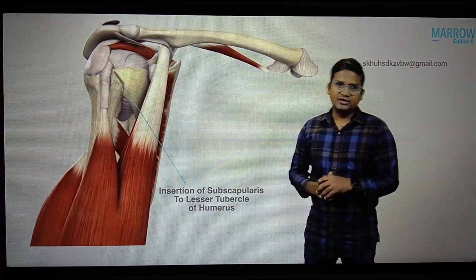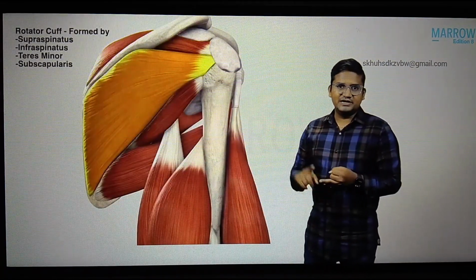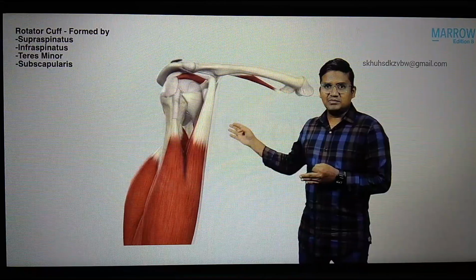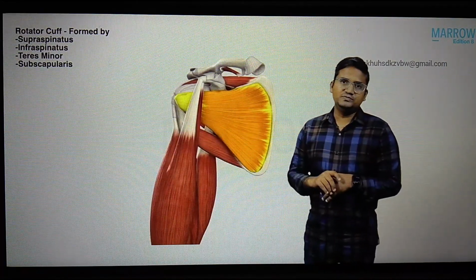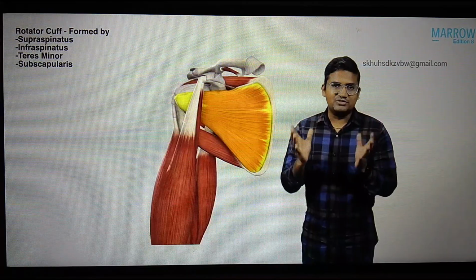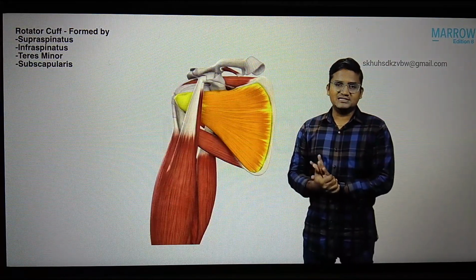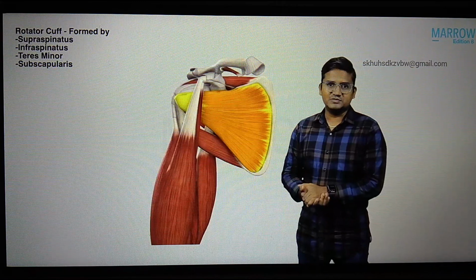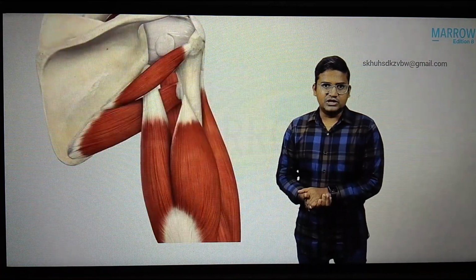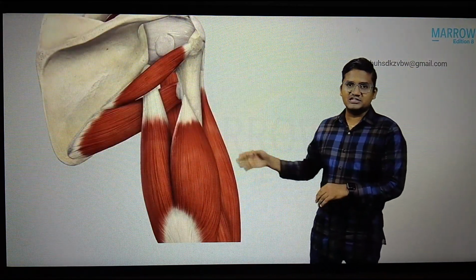You are seeing that. Now supraspinatus, infraspinatus, teres minor, and the subscapularis muscle, these four muscles, what will they do? They are forming the rotator cuff muscles. Very good. Supraspinatus, infraspinatus, teres minor, and our subscapularis muscle. Right. So now we remove the supraspinatus and infraspinatus muscle.